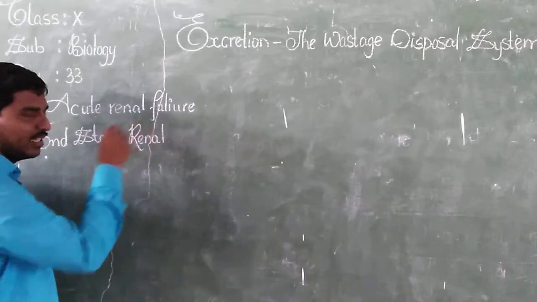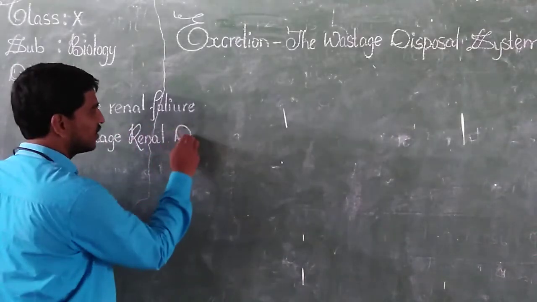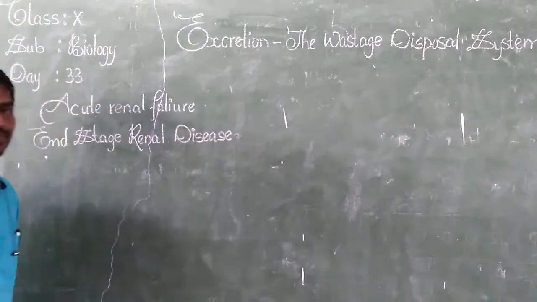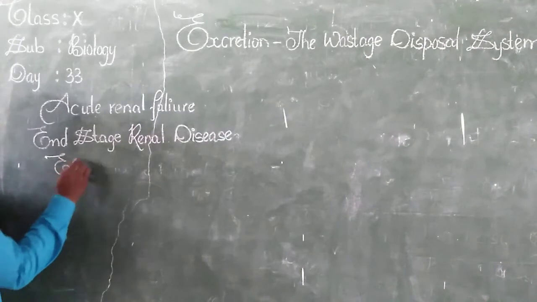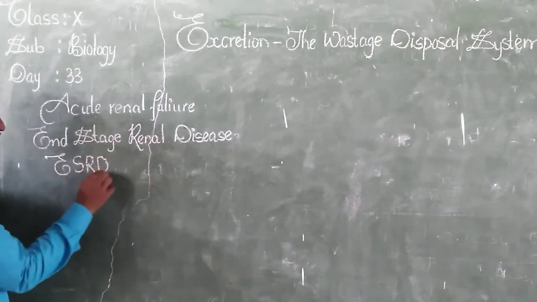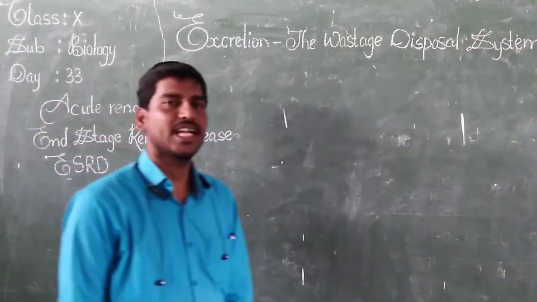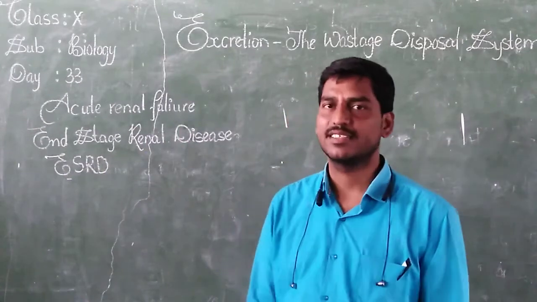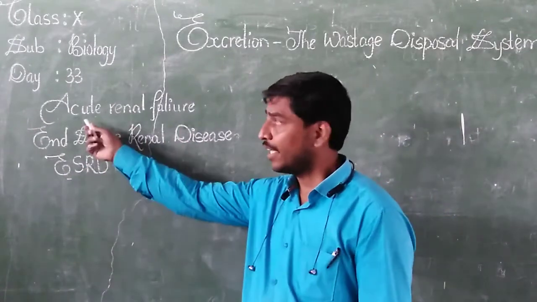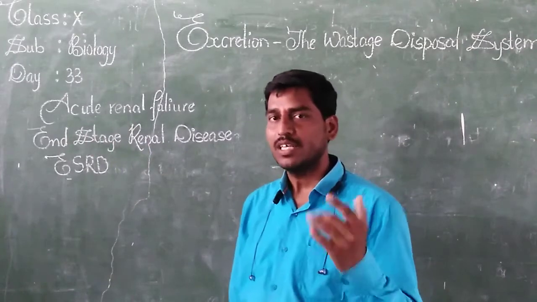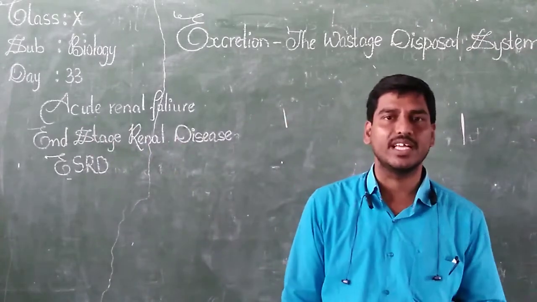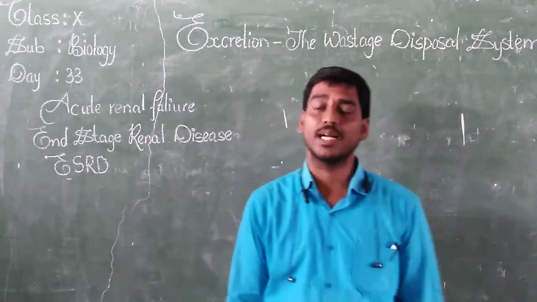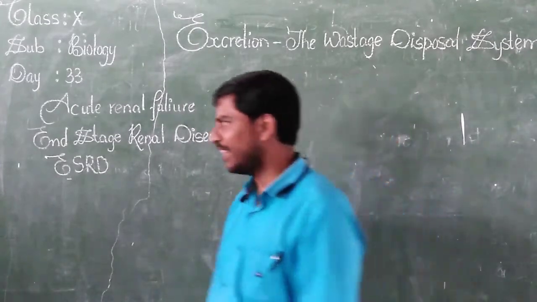Renal refers to kidneys, right? Disease, right? End stage renal disease. In short, we denote it as ESRD. E stands for end, S stands for stage, R stands for renal, and D stands for disease. End stage renal disease. Acute means completely, right? So this renal failure is irreversible. Once again, you can't make the kidney function. That is that particular stage.